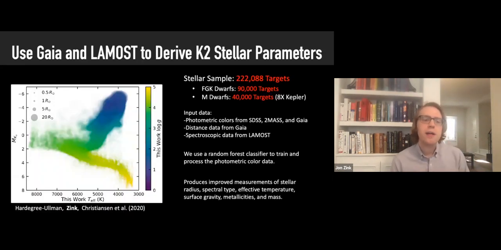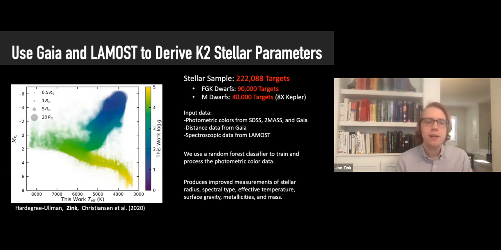This is work with Kevin Hardegree-Ullman. Essentially, he took all of the K2 photometric data from SDSS, 2MASS, and Gaia, and used Gaia distances. For about 10% of that data, we have good high-res LAMOST spectra. So we can get really good parameters for about 10% of our total stellar sample. Now, what about the rest of the 90%? How do we get good stellar parameters for that?